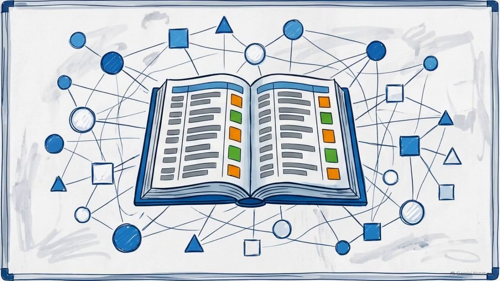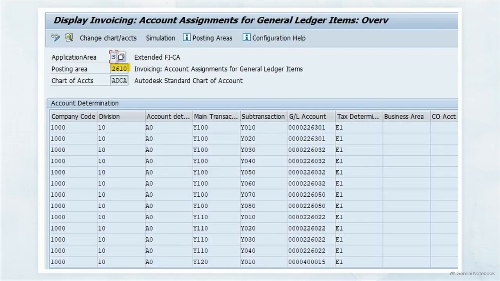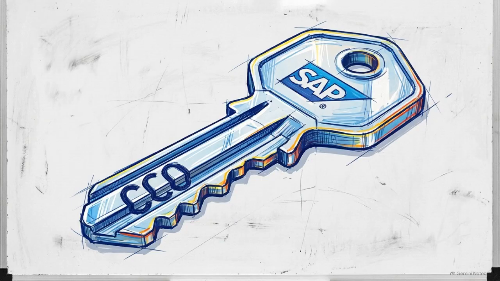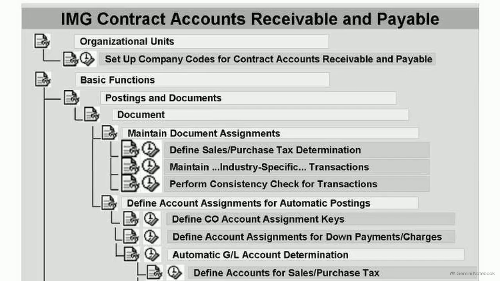In the SAP ecosystem, every profit and loss posting must also integrate with the controlling module for internal management reporting. This connection is established within Posting Area 2610. On the far right of the configuration table, we find the CO Act column. This field assigns account assignment keys to revenue lines, which tell the system which internal cost center or profitability segment should receive the credit. We can see this in the SAP Implementation Guide, where the definition of these CO keys is built directly into the automatic posting framework.